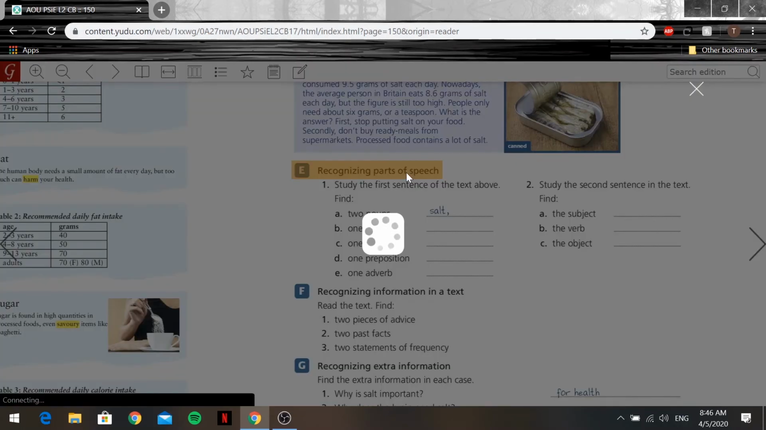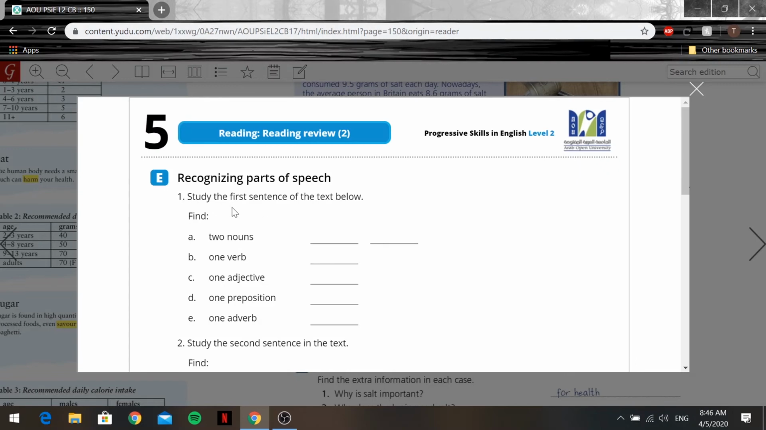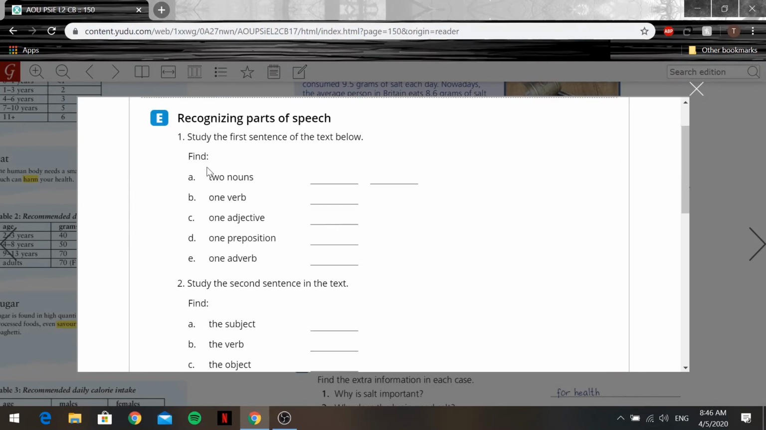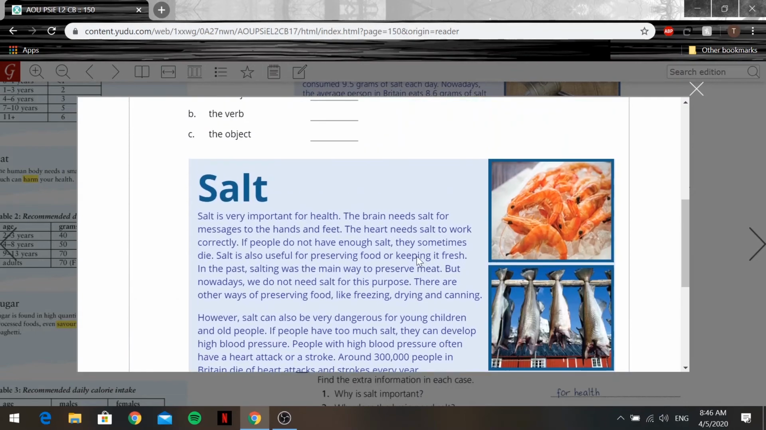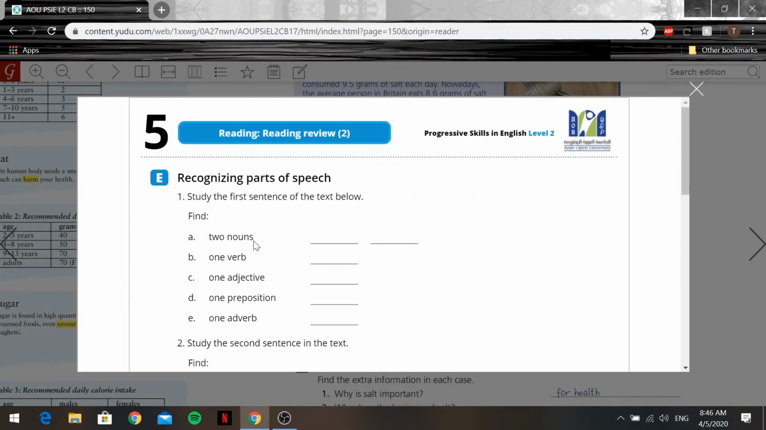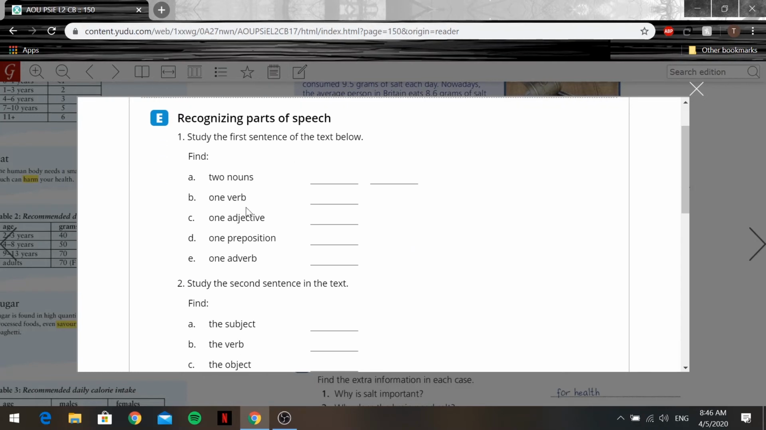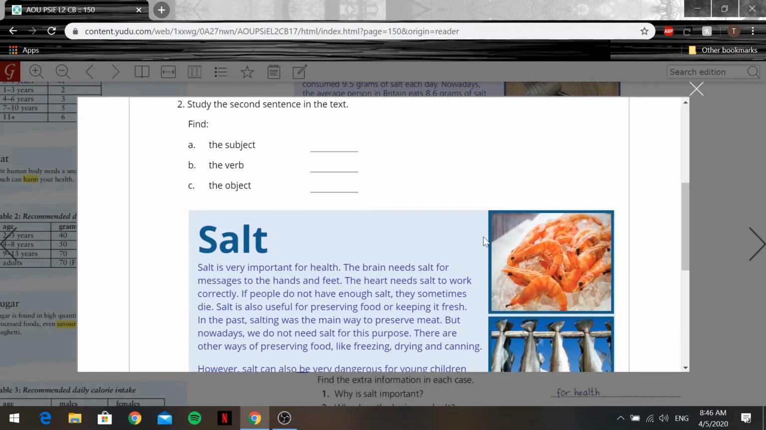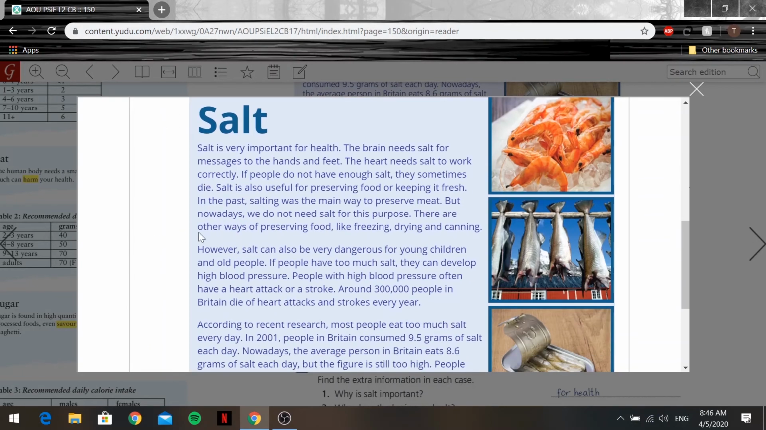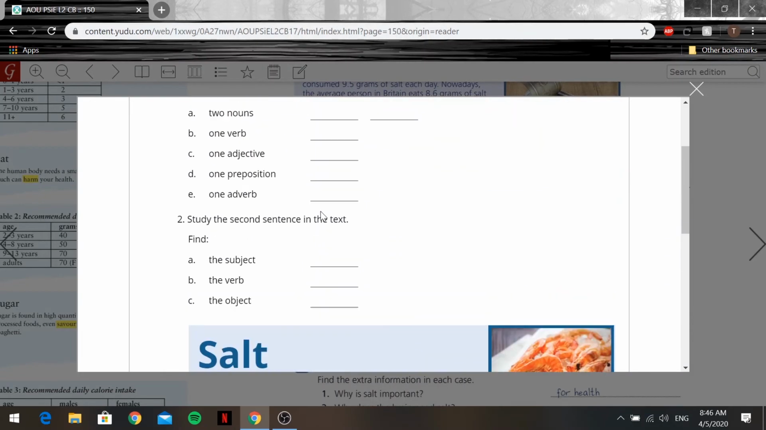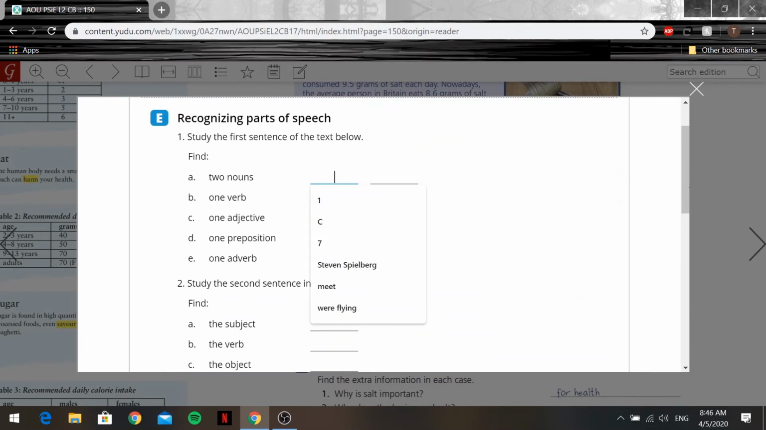Recognizing parts of speech. Okay, let us open. So study the first sentence of the text below and find two nouns. I'm guessing what text? The one that we read. Okay, so we already read it, but we're gonna have to find two nouns. So let's find two nouns, you guys. Right, I want you to pause the video and read the whole thing and try to do this exercise on your own and come back and check your answers. So I want to find two nouns. I'm gonna find them quickly. I'm gonna take salt. Okay, salt is a noun, so I'll say salt.